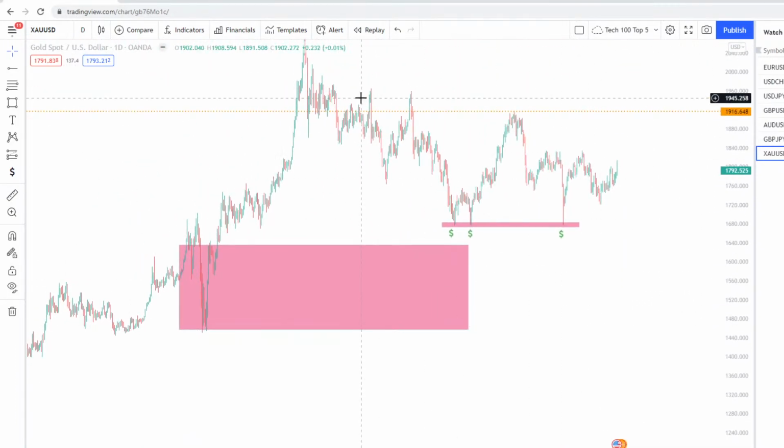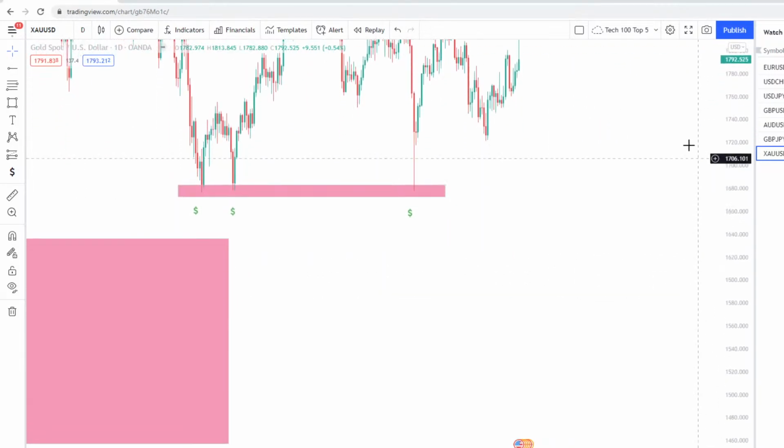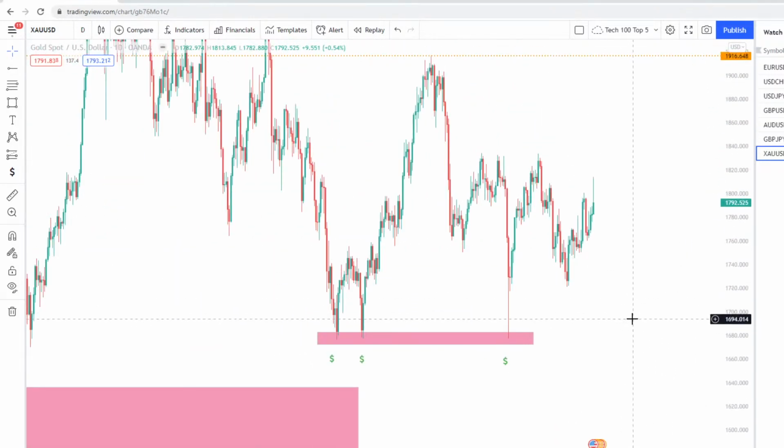Firstly, because our intermediate structure is very clearly short. And secondly, we have our POI that we want price to trade into. So this is a point of interest that makes sense for us to look for an accumulation and look for a long position. Now, what else do we see, right?